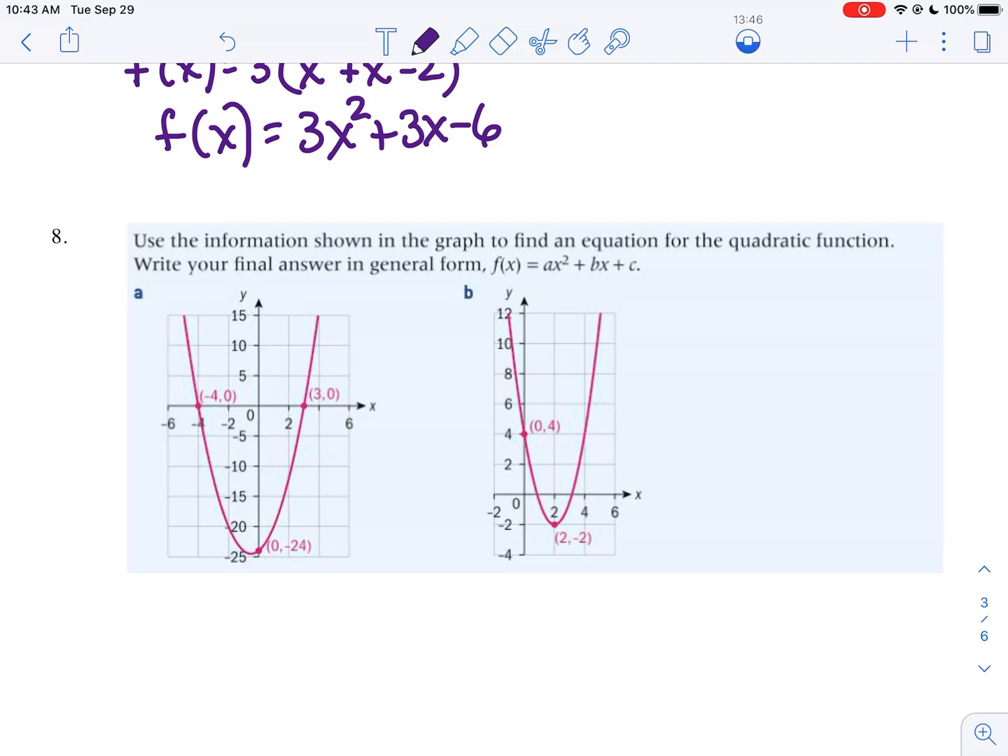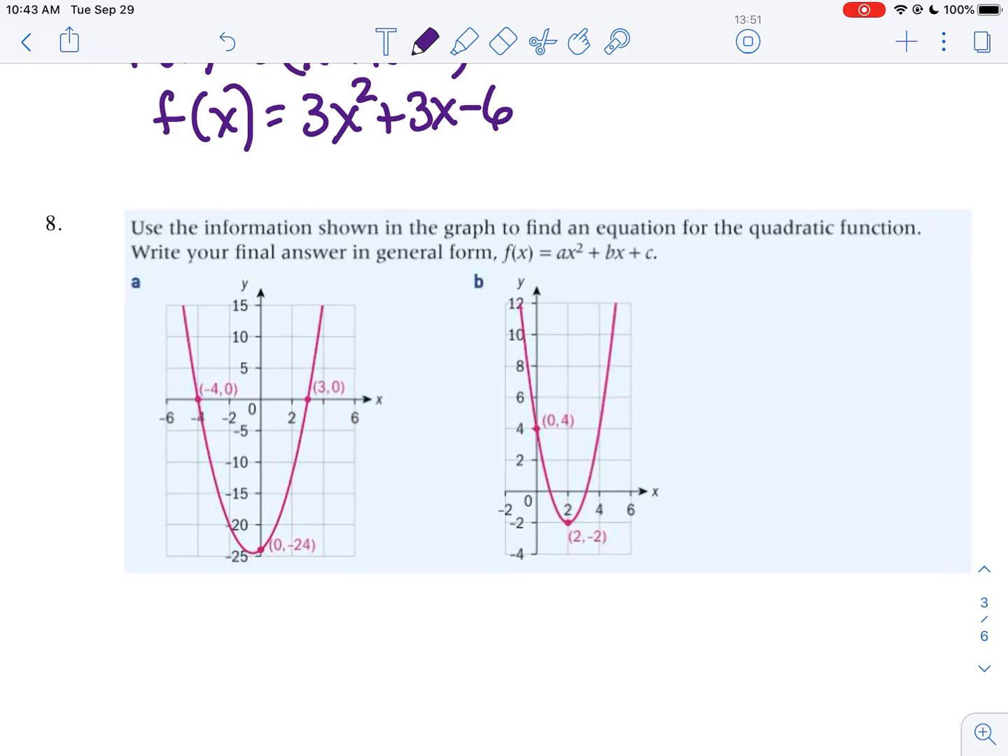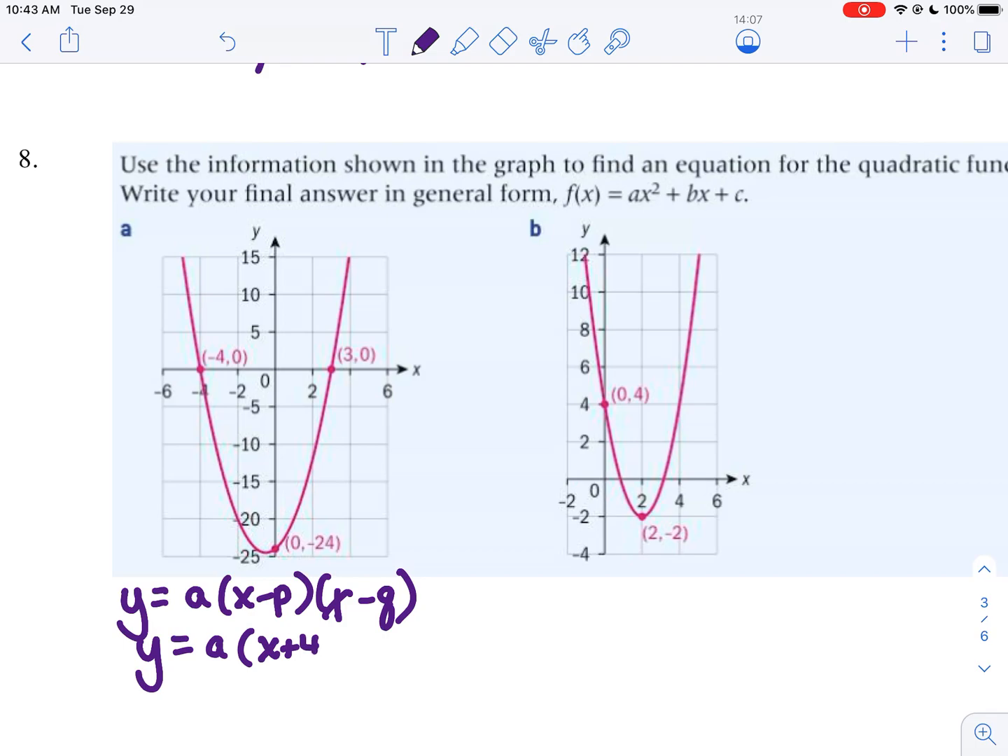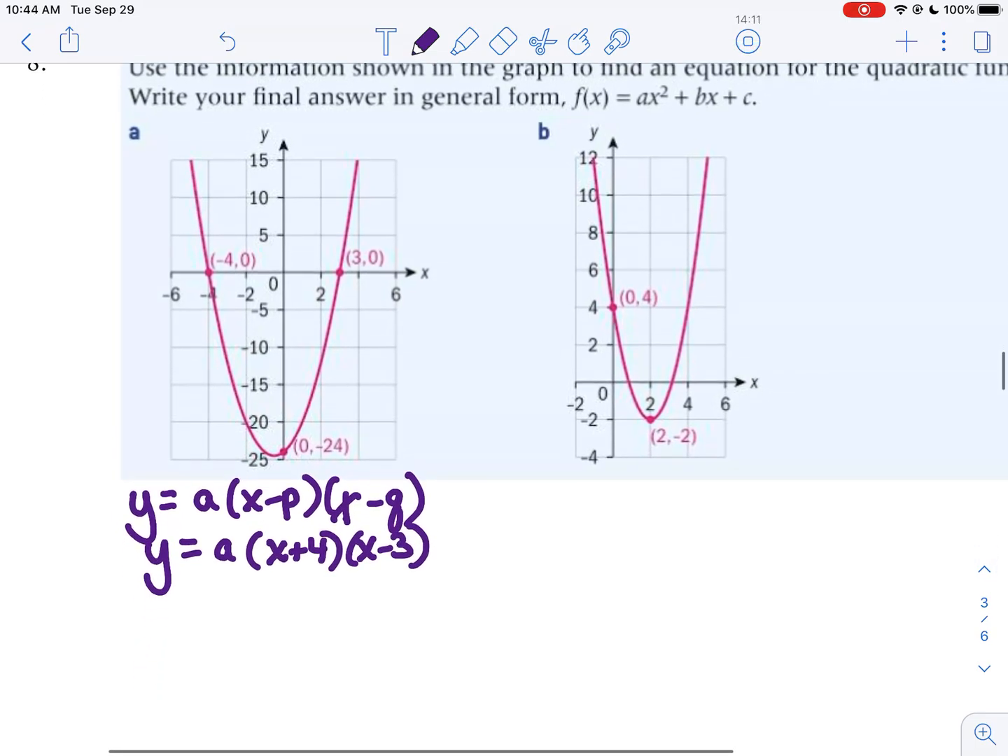Okay, so let's take a look at this, and we're going to play the what do I know game. I don't think I've mentioned that recently. So what do I know is I have the intercepts, okay? And so I'm going to start with intercept form. And this would be x plus 4, x minus 3. Okay, I'm going to start here. Now, I don't know the a value. I don't know what that coefficient is, like how much of a stretch or a shrink do I have.